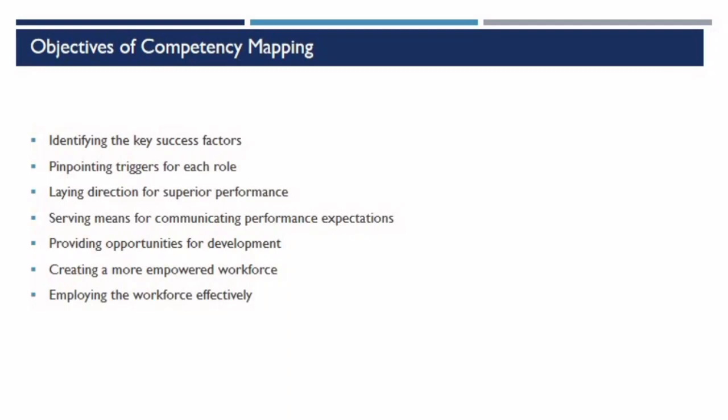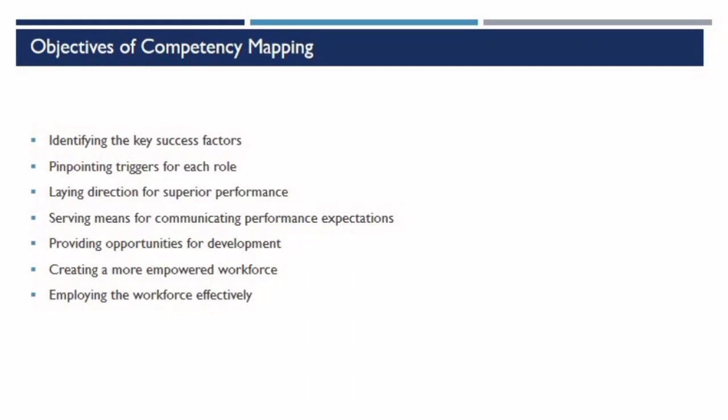Next, we shall discuss the objectives of competency mapping. The first objective is to identify the key success factors. By identifying one's strength, we can define the success factor. Next is pinpointing triggers for each role. When someone's strength is identified, we can trigger that point and motivate them to work more. Next is laying direction for superior performance. When one's strengths or weaknesses have been identified, we can give them the right path to improve their performance.